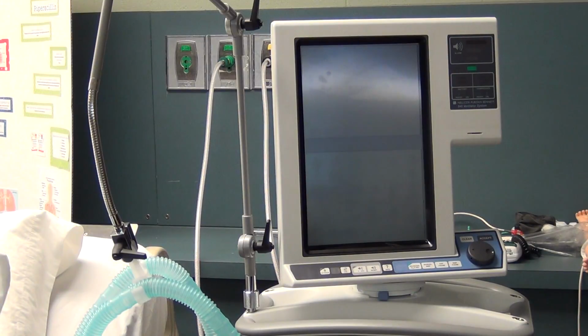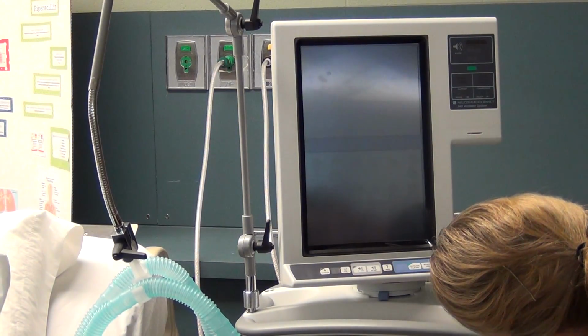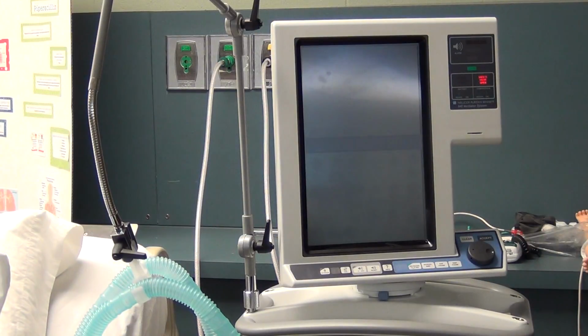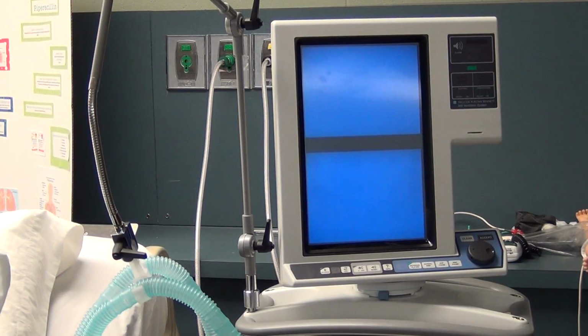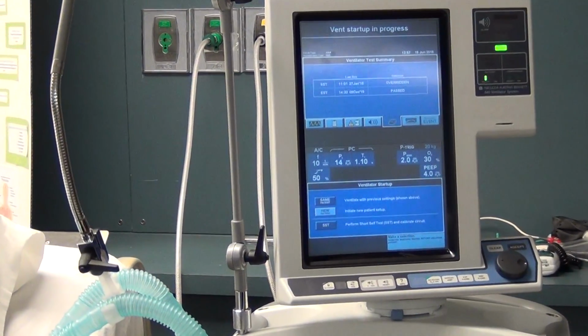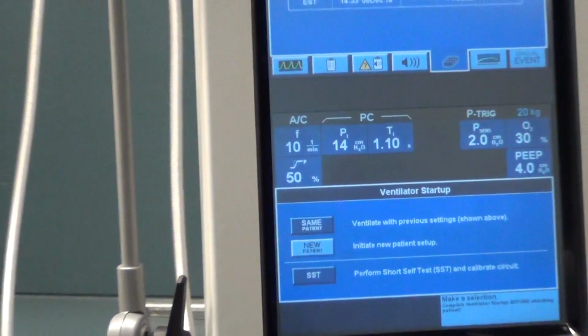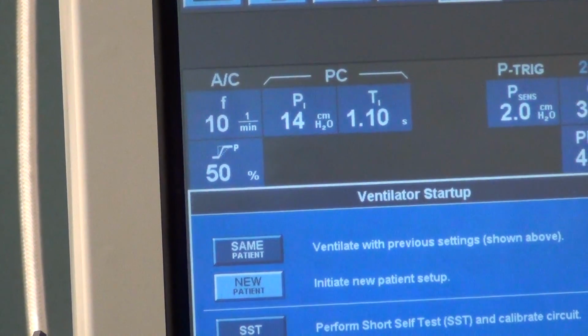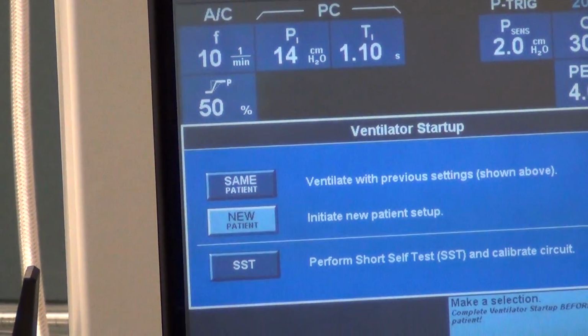So now for the 840, this is more or less a refresher where more than likely we'll probably use this one in pediatric mode. And so if you would, just go ahead and turn on the ventilator. The ventilator is going to go through its cycle and check everything, do its internal checks. Now remember, in order to use this for a brand new patient, on the vent startup, we select new patient.